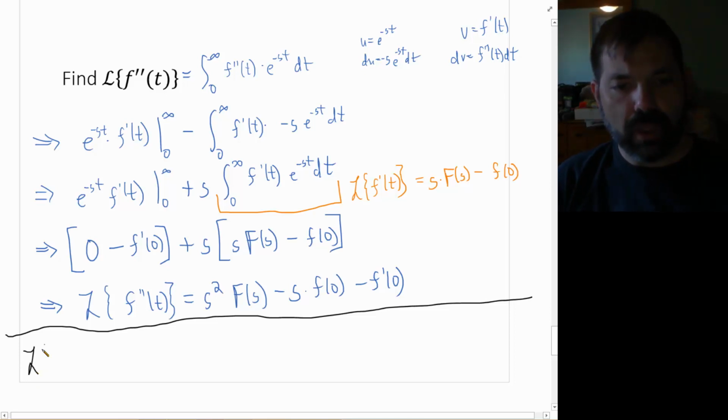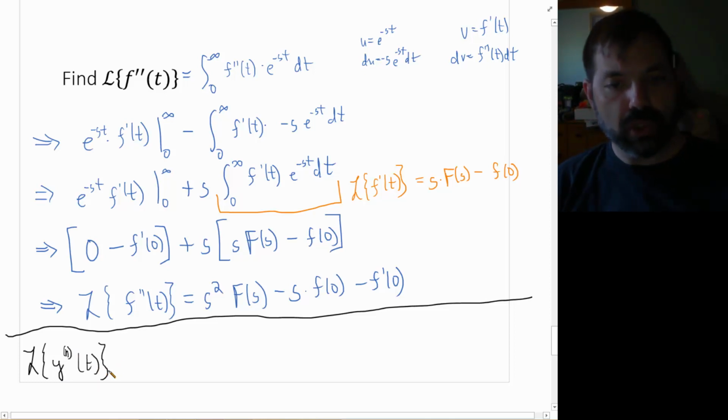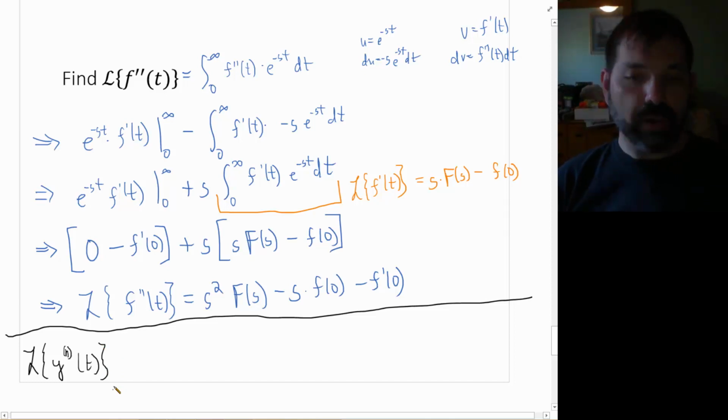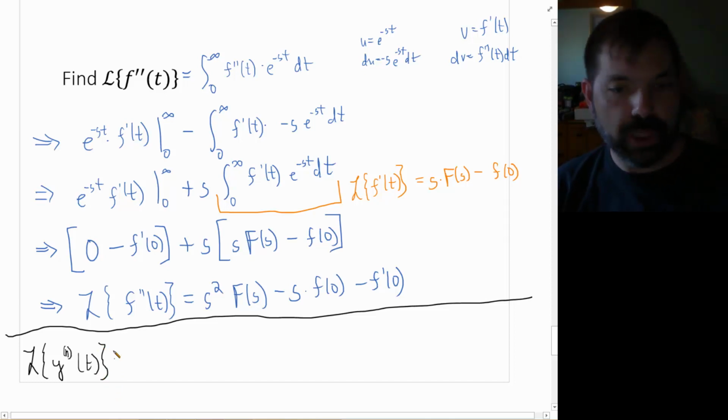And here's what it says. The Laplace transform of the nth derivative of y of t. So if we want the Laplace transform of the nth derivative, now I don't have this one memorized, so I'm going to copy it from our sheet. The Laplace transform of the nth derivative of y of t, we end up with s to the n times capital Y of s. S to the n times the Laplace transform of y.